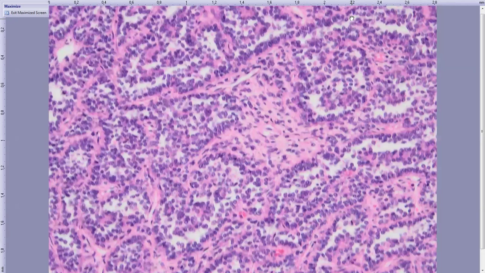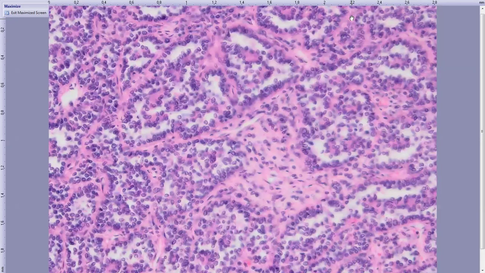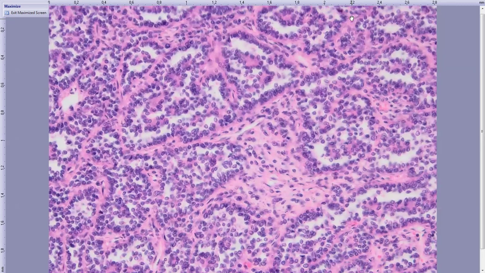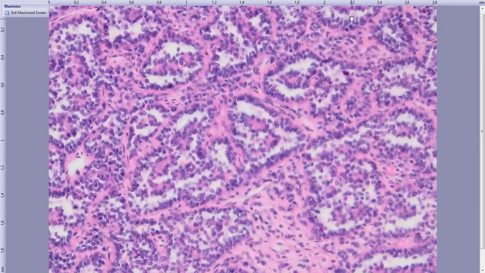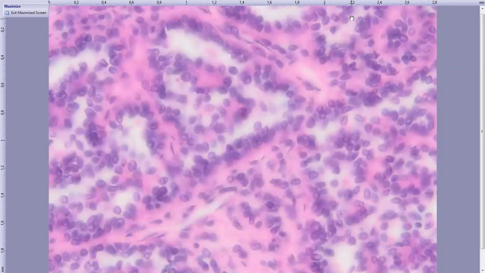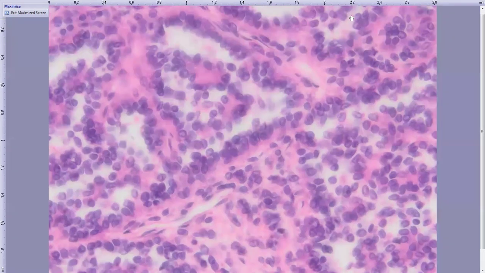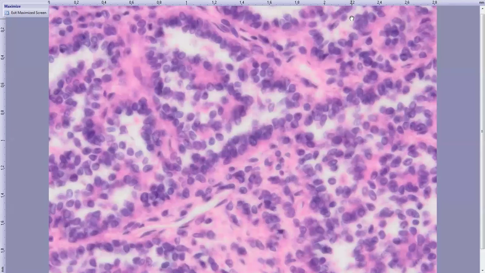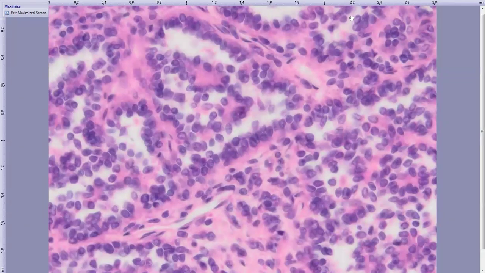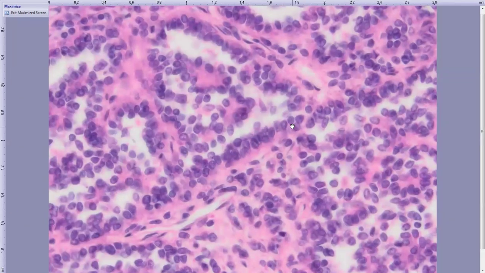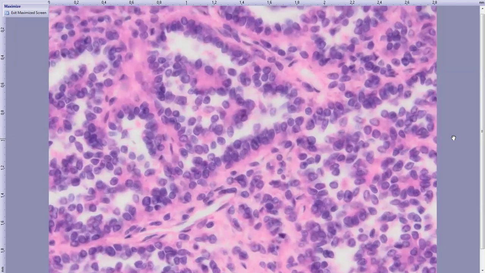Looking closer, the neoplastic cells have very scant cytoplasm and are relatively monomorphic throughout the lesion. And on high power view, they tend to have very delicate chromatin and almost no nucleoli.